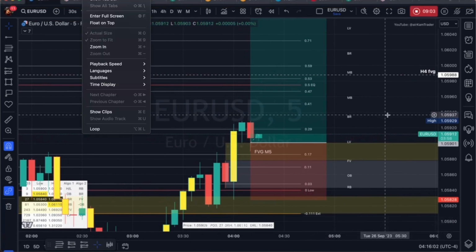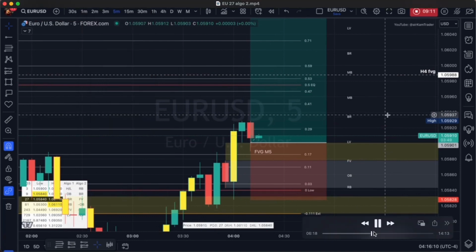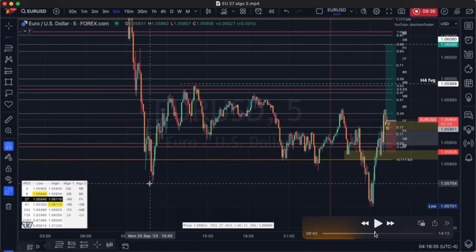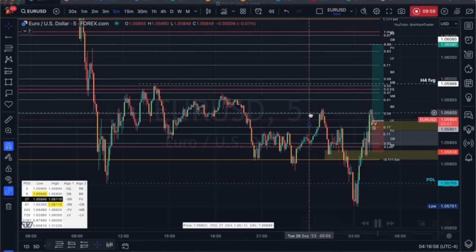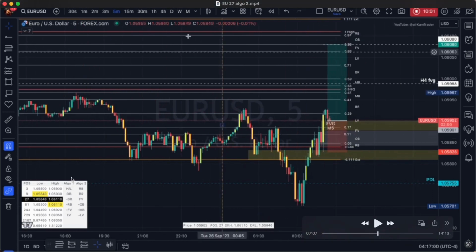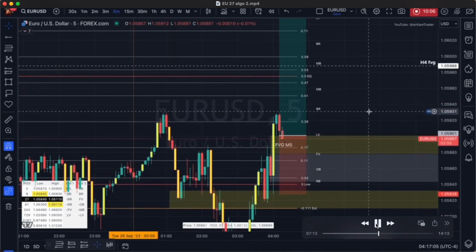Okay, can we go faster? Okay, so this was an additional, just a reminder for me why I got into this trade. We had taken the prior day low on EU, and then we had taken that monthly liquidity on the DXY. So I was expecting some kind of retrace, and this is my retrace trade. So there's the prior day low we took.